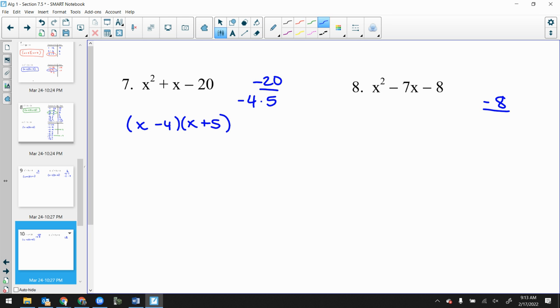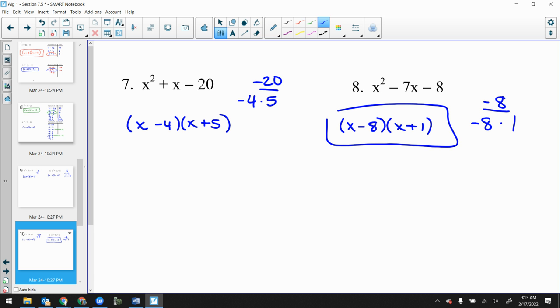Brianna? Would it be negative 5 and negative 2? Nope, because that's negative 10 or positive 10. Tommy? Negative 8 and positive 1. There it is. x minus 8, x plus 1.